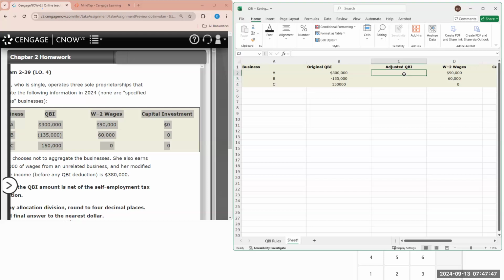All right, so our adjusted QBI in this case is 300,000 minus the W-2 wages, which gives us 210,000. And again, under this regulation, Tristan has to allocate business B's negative QBI to both business A and business C in proportion to their positive QBI. So business A has 300,000 and business C has 150,000.